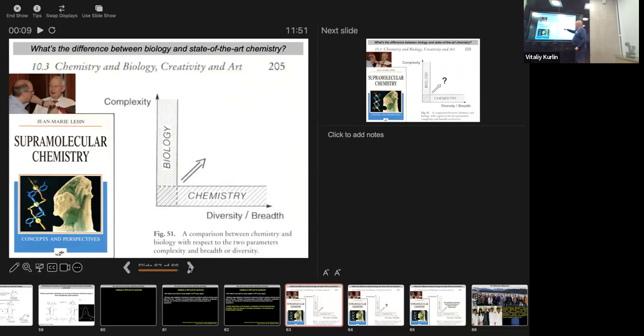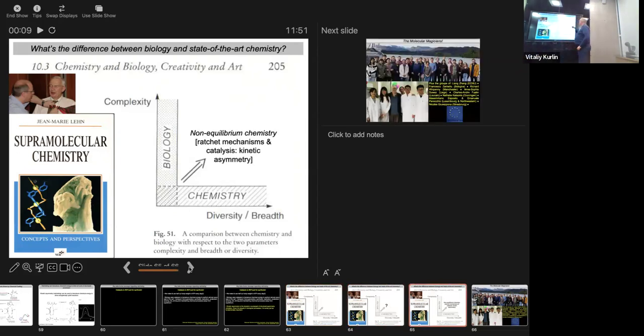And Lehn has this arrow, but he doesn't say what's in here. And I think that this is non-equilibrium chemistry. And if that's true, then this means ratchet mechanisms. And if that's ratchet mechanisms, that means catalysis and kinetic asymmetry. I think that's what fills in that kind of gap.